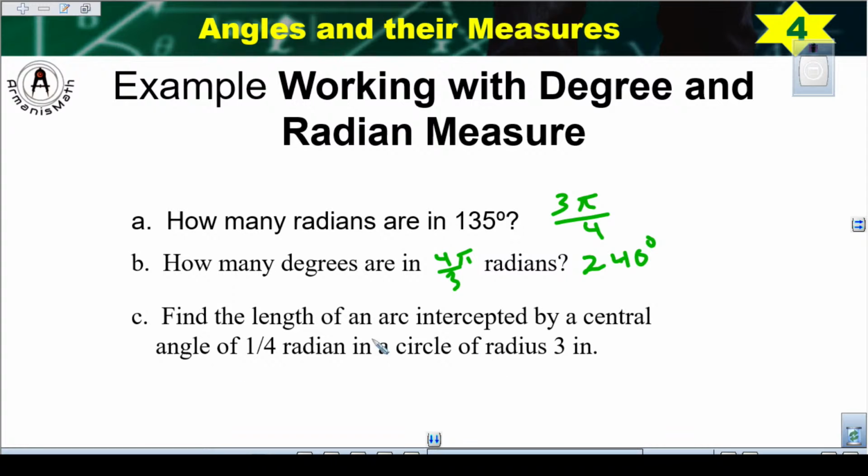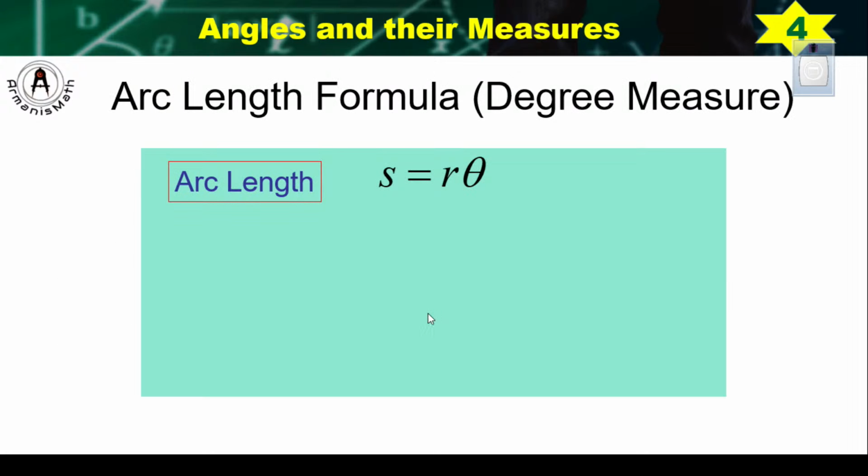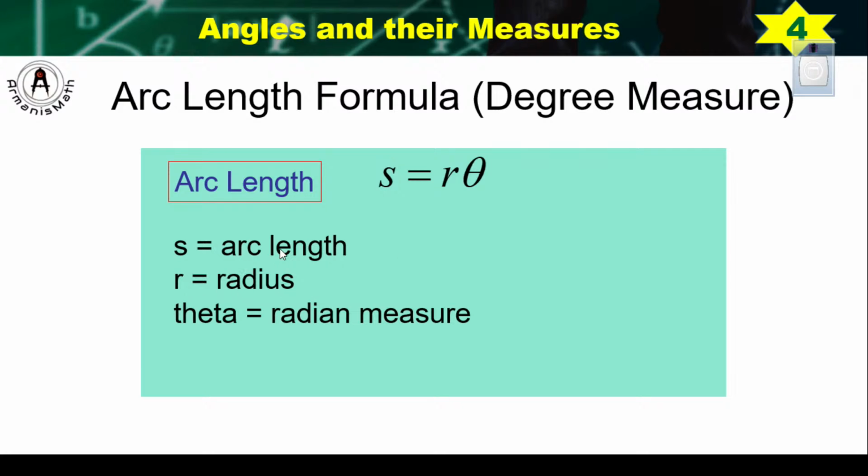Okay, now find the length. We're going to take a look at that right now. The arc length, we're going to have a formula for, and it's this one here. Arc length formula: S equals R, the radius, times theta, which is the angle. S is the arc length, R is the radius, theta is the radian.